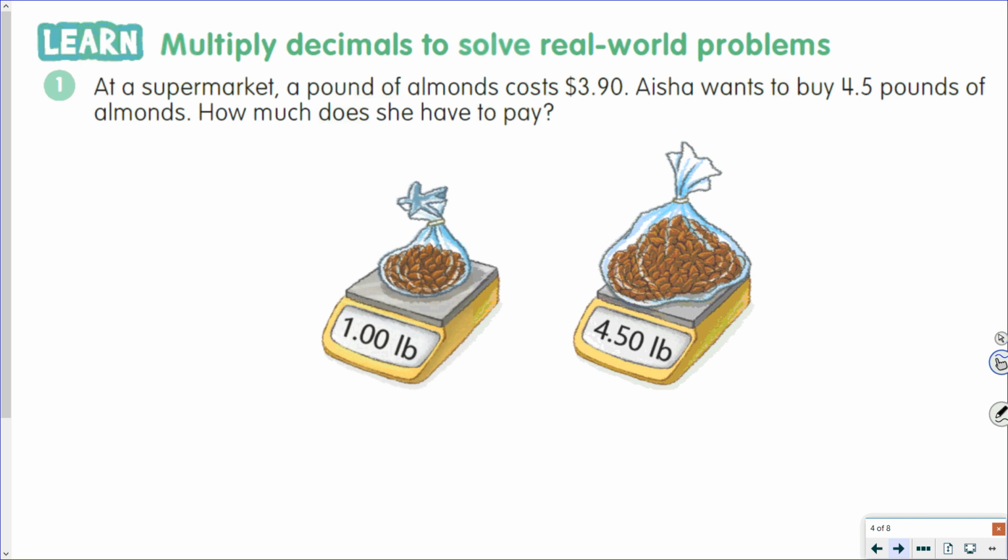At a supermarket, a pound of almonds costs $3.90. Aisha wants to buy 4.5 pounds of almonds. How much does she have to pay? Well, since she's paying $3.90 every time she buys a pound, and we're doing that 4.5 times, that tells you that we need to multiply. So we're going to take the cost of the almonds, and we multiply it by how much we're buying. Remember, when multiplying decimals, you do not have to line up the decimal points.